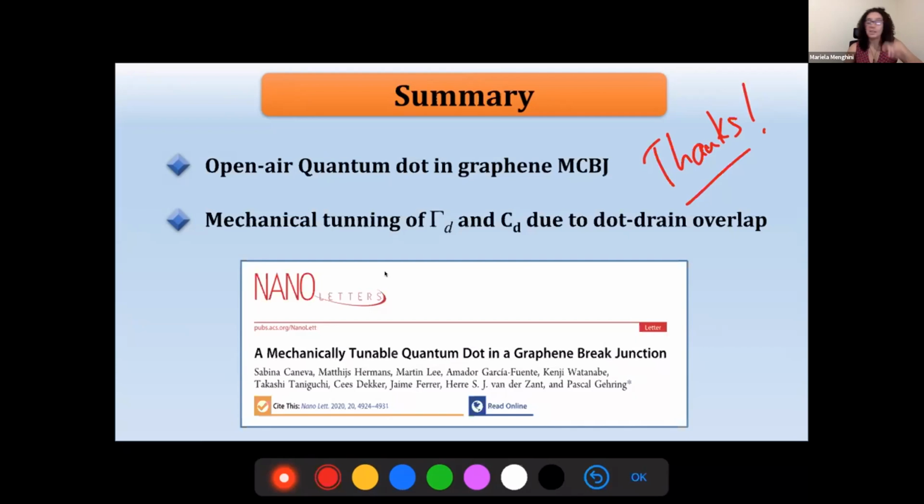I wanted to ask another question, a very practical one: how many devices did they try? I mean, how reproducible are these things? The first part, the quantum interference, is quite reproducible, not in all devices, but it happens a lot. The quantum dot is something that just happened in one device.